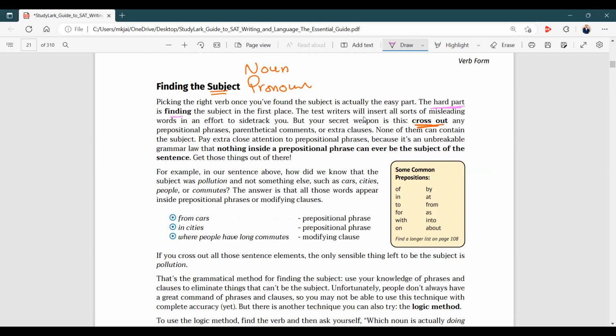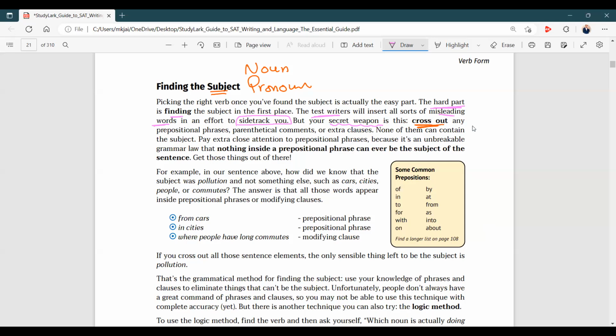Okay. So that's what I've just mentioned. What do test writers do? They plug in all sorts of misleading words in an effort to sidetrack you. What do I mean by sidetracking you? Distract you. What's your secret weapon? Get rid of all these distractors.